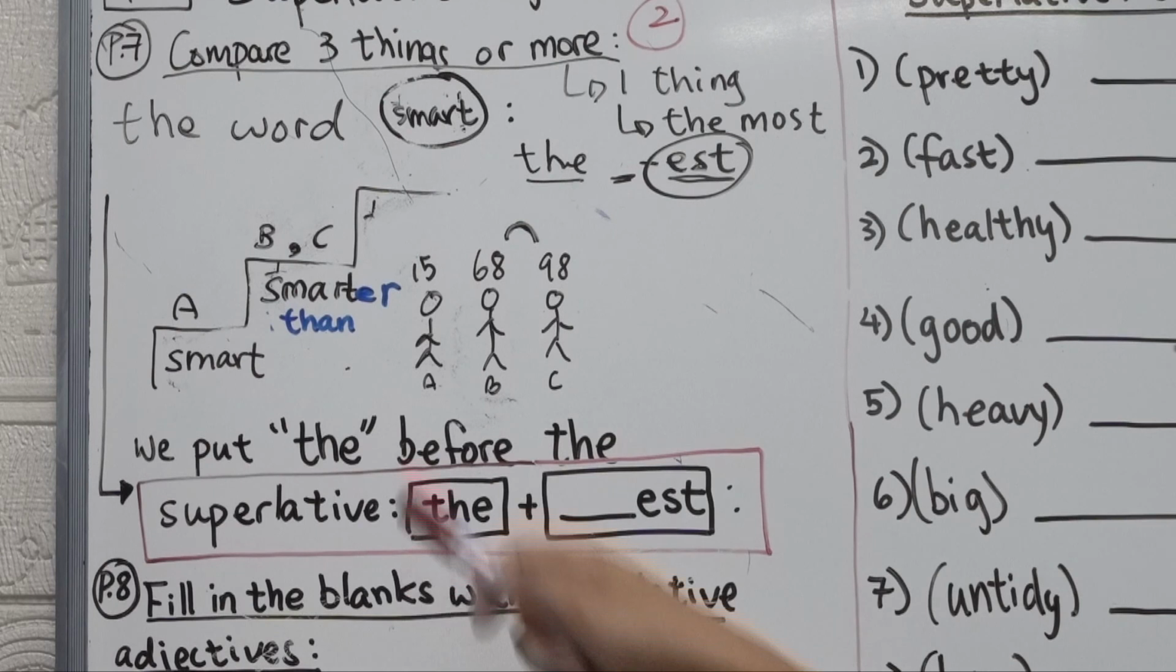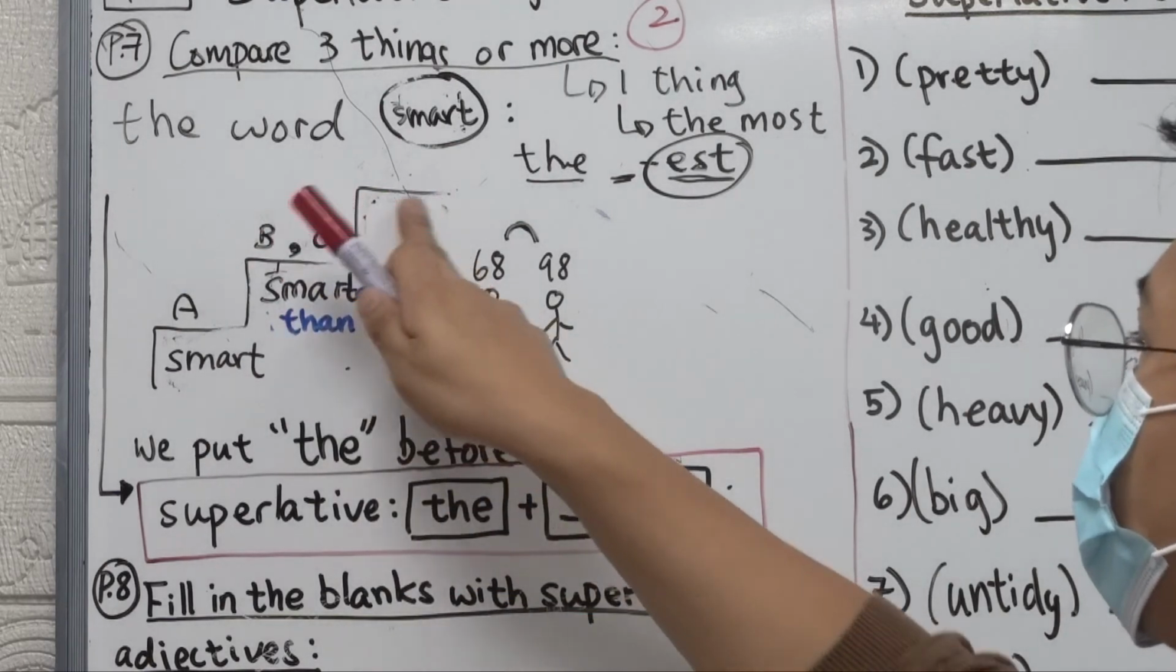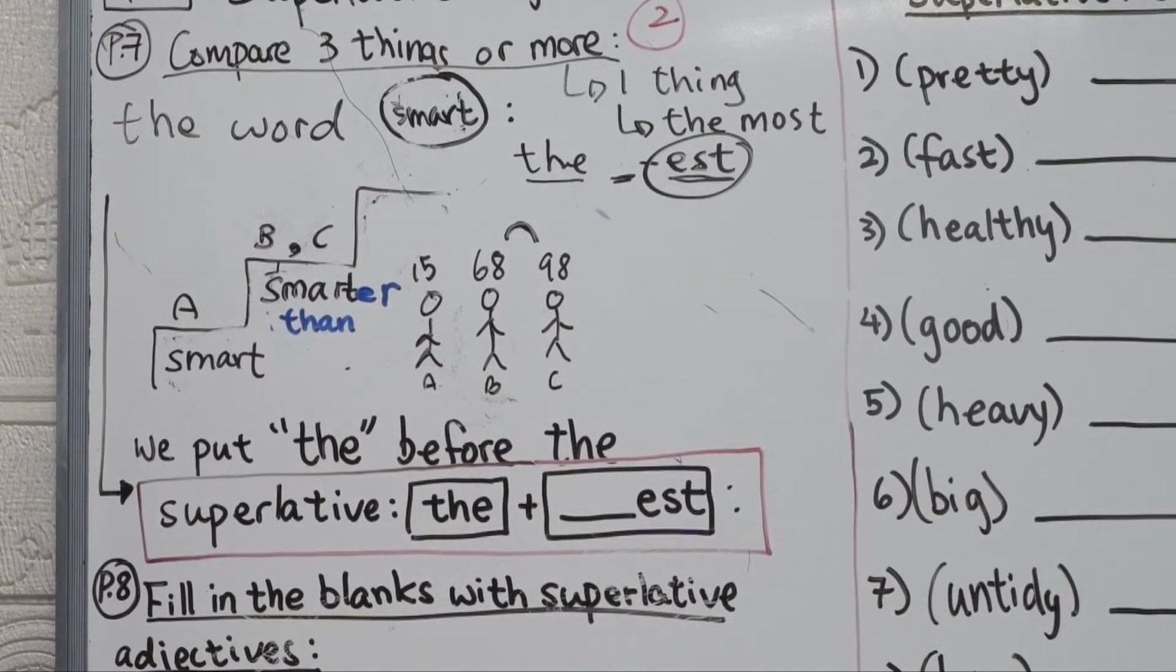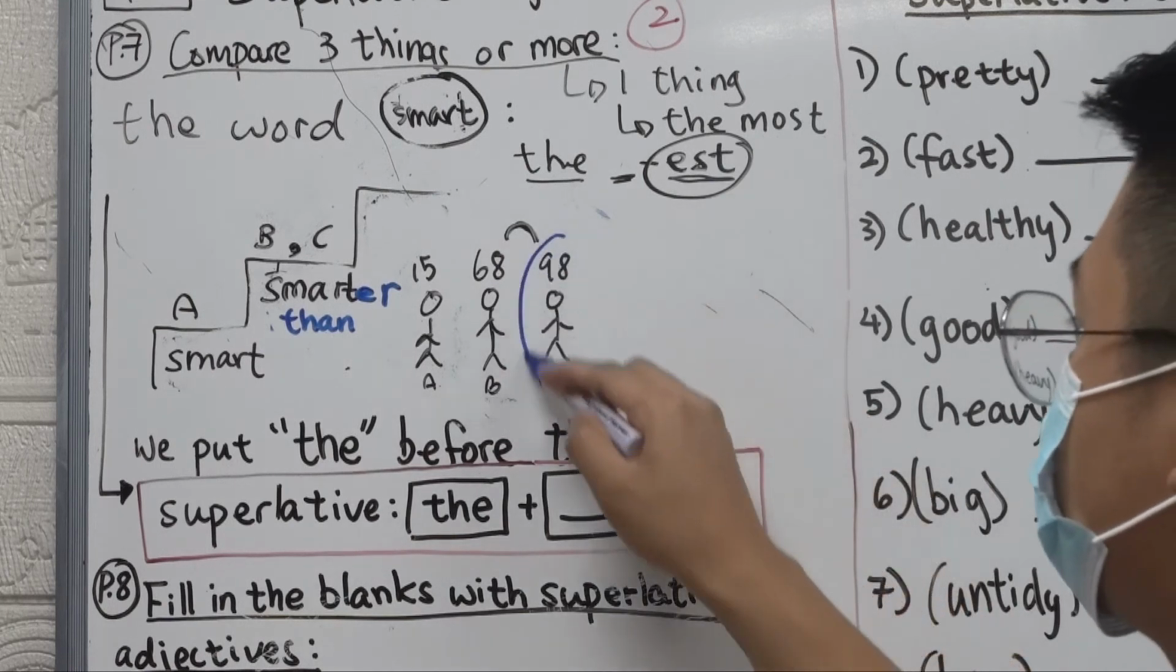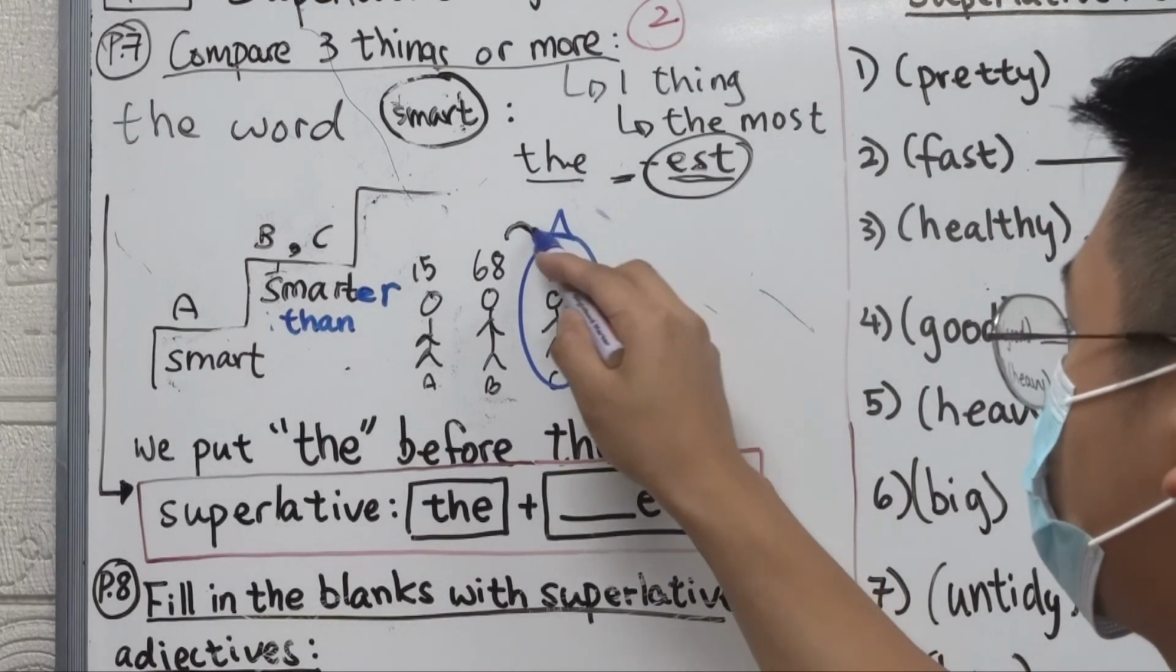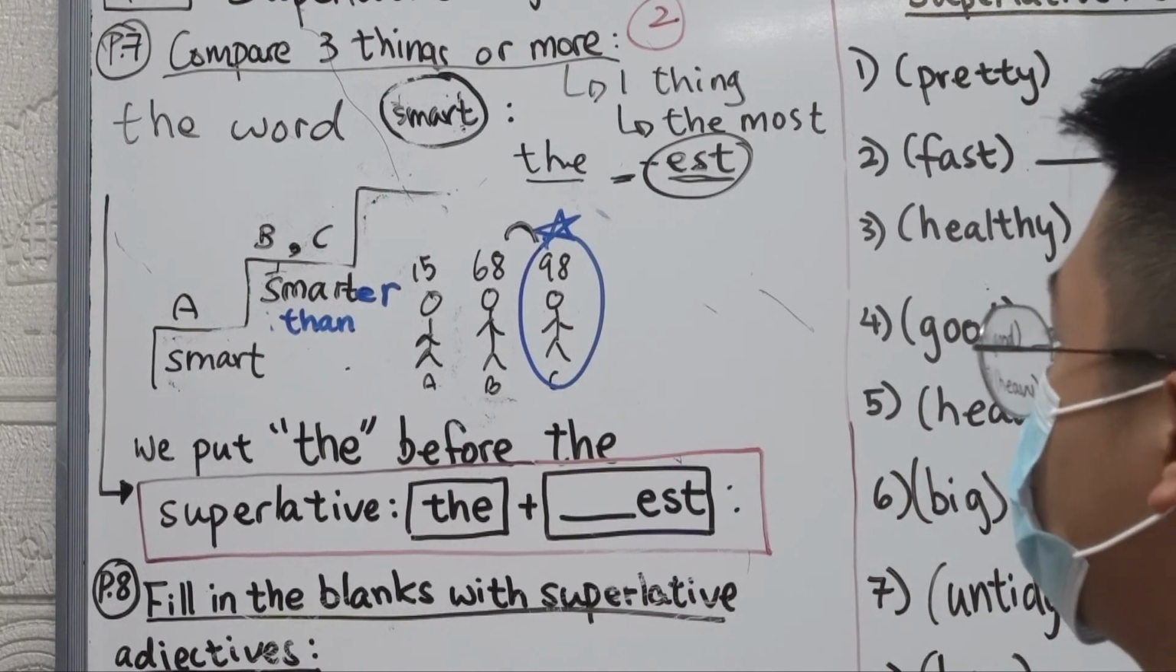Okay, so for the highest point, right? Who got the highest marks? Do you hear my superlative adjective? Highest, right? Highest. It is C. C is the highest one. So we'll put C here.